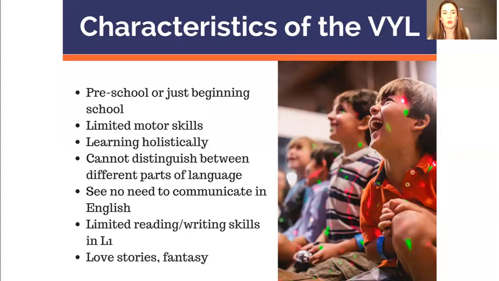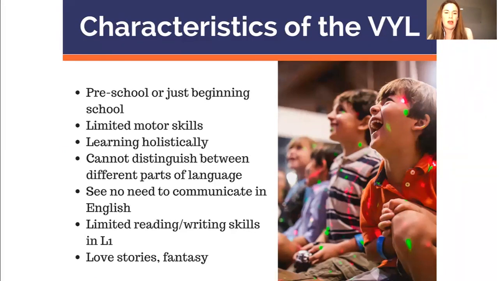They can't distinguish between different parts of language. So it might seem obvious, but that will affect the way you talk about language and you talk about English. Don't use any meta language with this age group. You're going to be teaching whole chunks and you're going to be teaching in a very natural way. Children at this age also don't see any need to speak in English. So you're going to have to motivate them to do that through songs and chants and games. They have very limited reading and writing skills, even in L1. So you're going to be focusing a lot on the listening and the speaking and really early reading and writing activities.